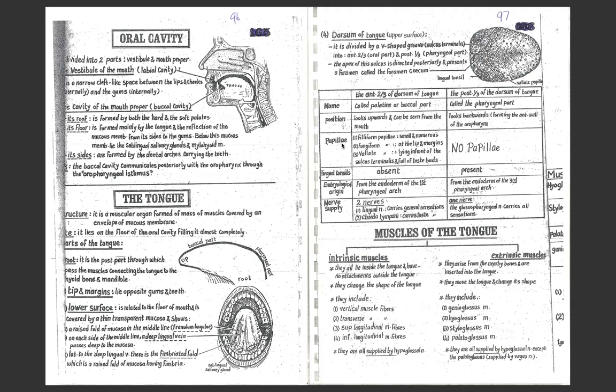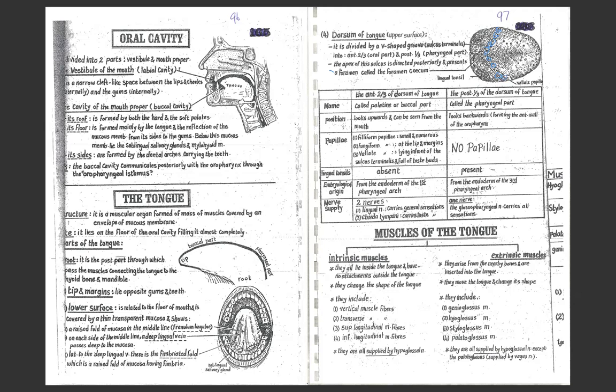The next important thing: papillae. Papillae on the anterior two third of the dorsum of the tongue. The types of papillae we have to know: filiform papillae, fungiform papillae, vallate papillae. Vallate papillae are on the line of the sulcus terminalis, anteriorly. The big ones.